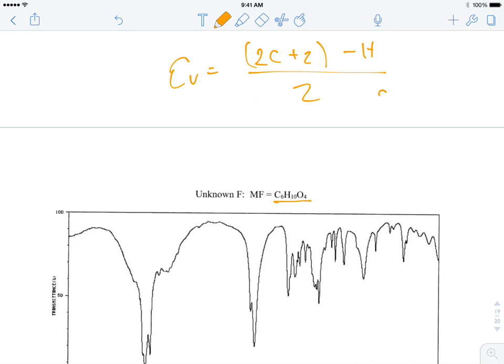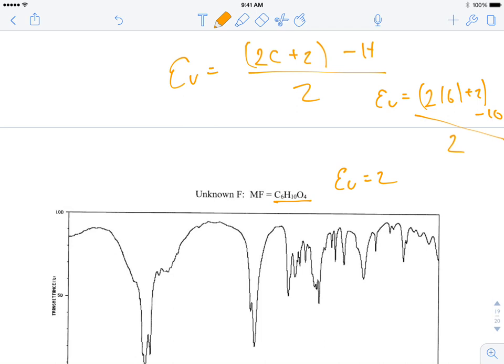So in this case, EU would be equal to 2 times 6 carbons plus 2, minus 10, sorry about the lack of space, divided by 2. So 2 times 6, 12, plus 2, 14, minus 10, 4. 4 divided by 2 is 2. So all in all, our elements of unsaturation are equal to 2.